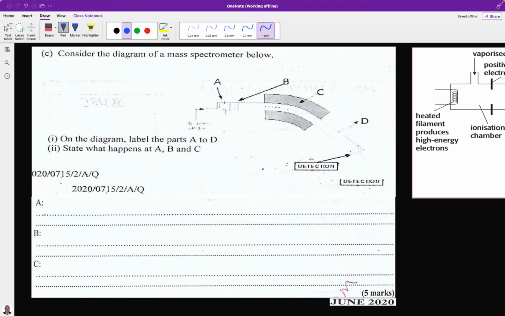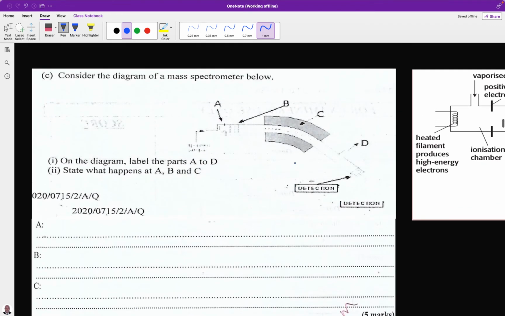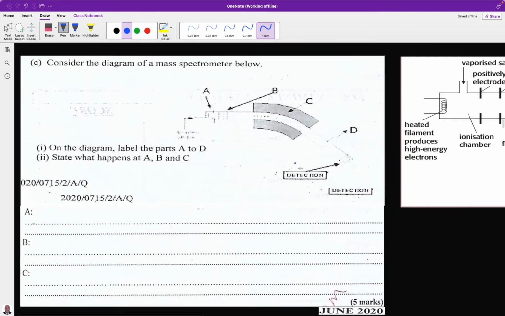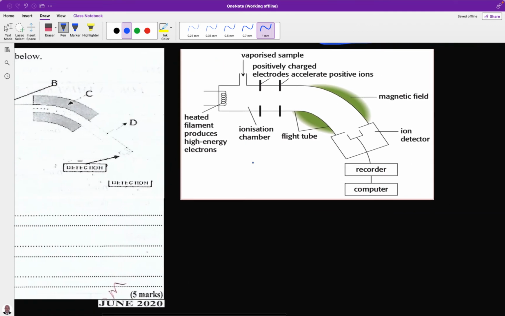So now we have been given a mass spectrometer here. This is a mass spectrometer. I apologize for the poor quality of the paper I received, but I have a good version of it that you can easily see. This is the same thing here. This is a mass spectrometer made up of heated filaments and the vaporized sample, positively charged electrodes, we'll call them plates. We have the ionization chamber. There is the magnetic field, ion detector, recorder, and computer, where you can find them.